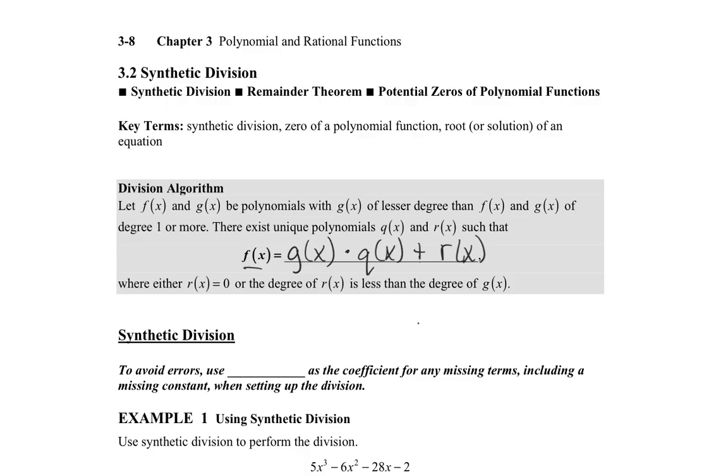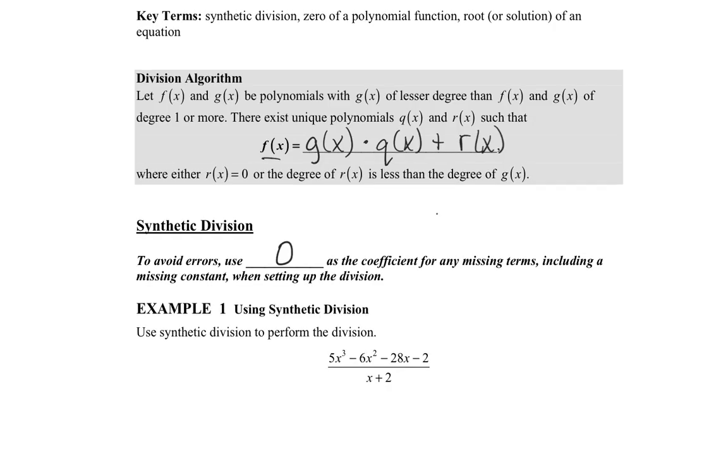So to avoid errors, you're going to make sure you use 0 for coefficients if you're missing any exponent. So for example, in this problem here, you have an x cubed, an x squared, an x, and a 2. So it goes 3, 2, 1, nothing. So you're not missing any terms, so you don't have to worry about putting a 0, okay?